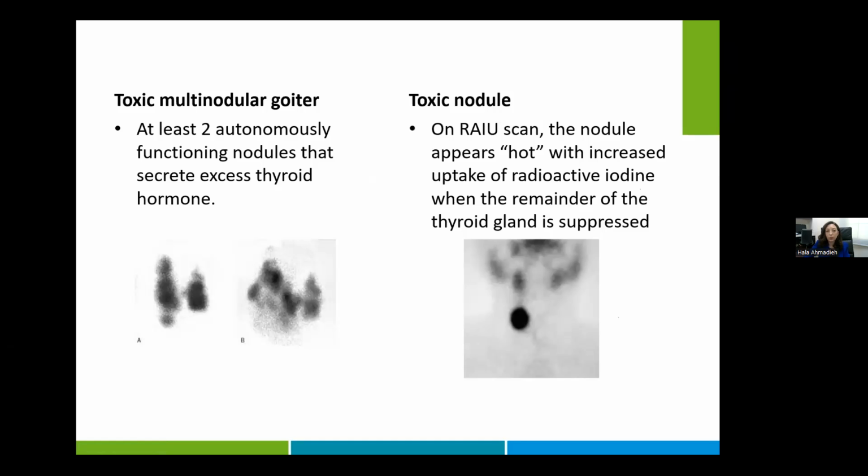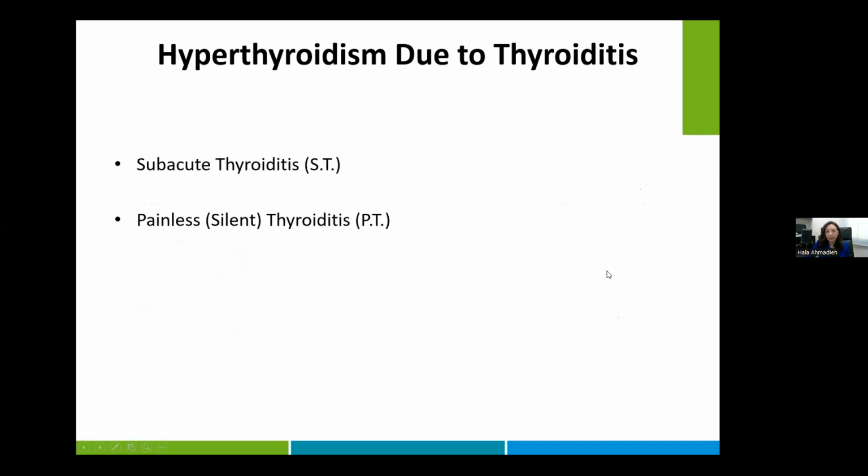Toxic multinodular goiter is when we have at least two hot nodules or at least two autonomously functioning nodules. Again, on the technetium scan, we will find these hot nodules. And there is the toxic single nodule where we have only one nodule, which is hot, which suppresses the activity of the remainder of the thyroid gland.